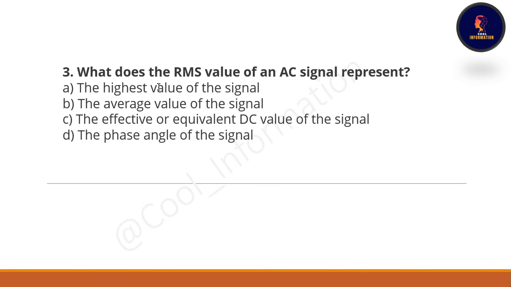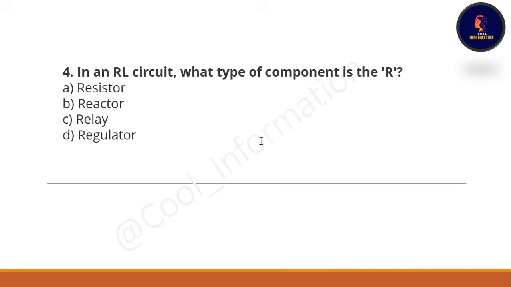Third number question, what does the RMS value of an AC signal represent? Option number A, the highest value of the signal. Option number B, the average value of the signal. Option number C, the effective or equivalent DC value of the signal. And the last option is the phase angle of the signal. And the correct option is option number C, which is the effective or equivalent DC value of the signal.